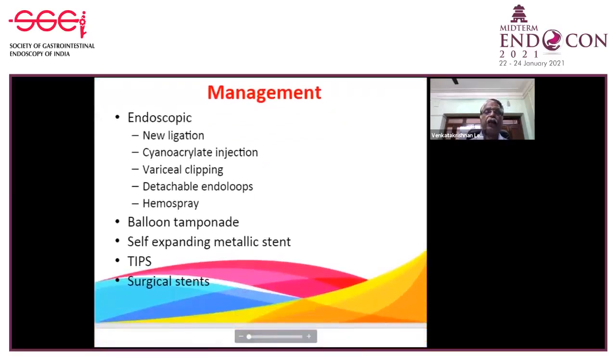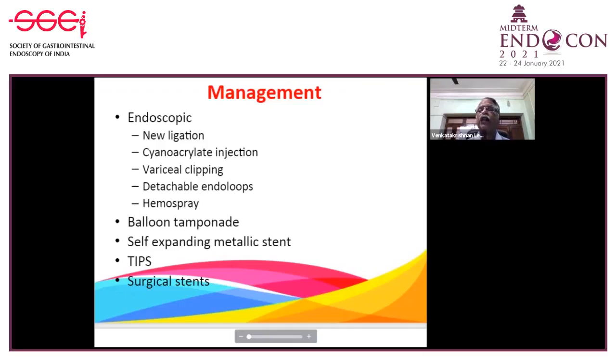What are the endoscopic methods we can have? The patients can have an early endoscopy and a new ligation of the bands below the ulcer, or if there is a spurting ulcer, we can inject cyanoacrylate. But one or two patients with cyanoacrylate injection after a post-EVR ulcer bleed did die of a cerebral embolism.